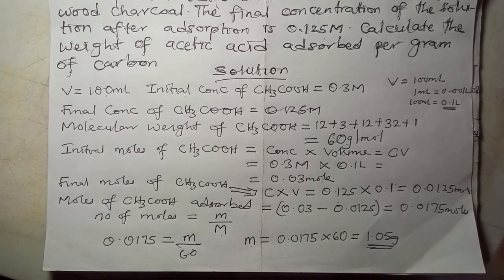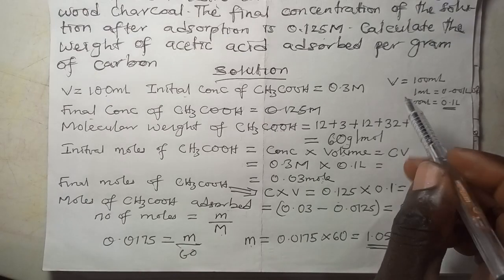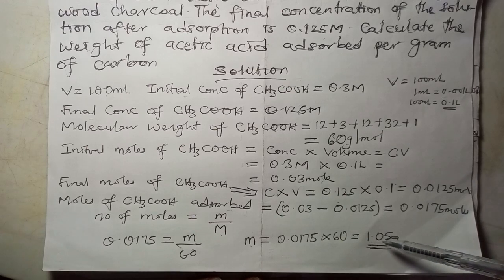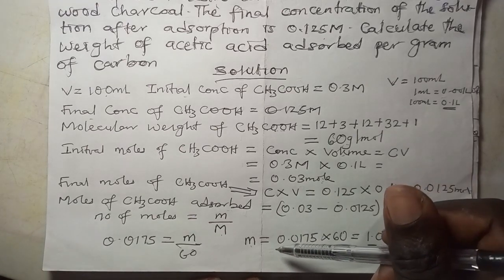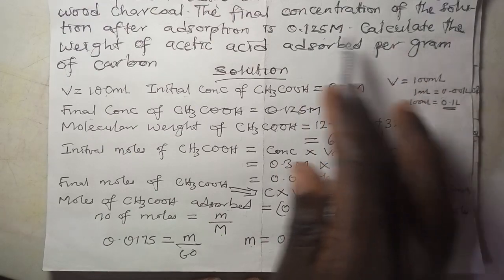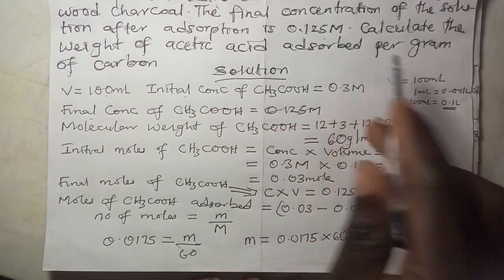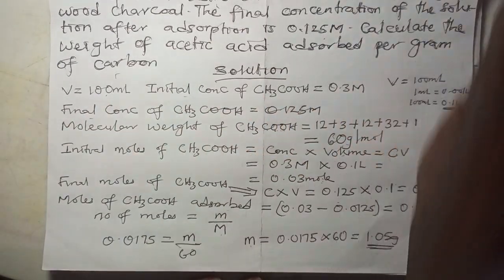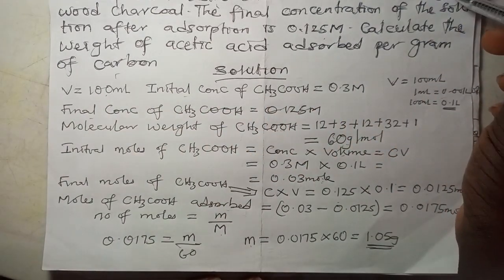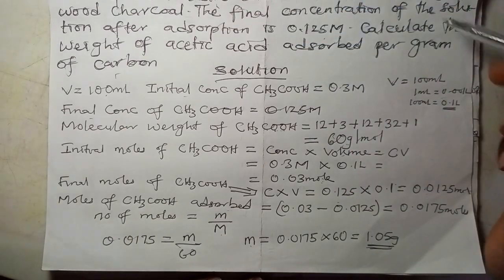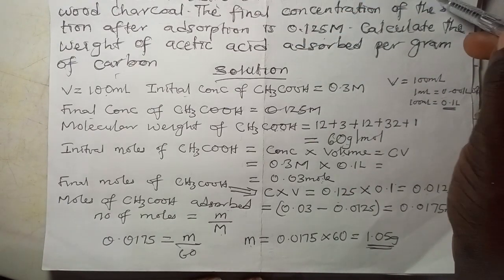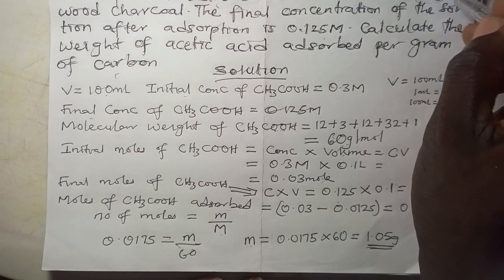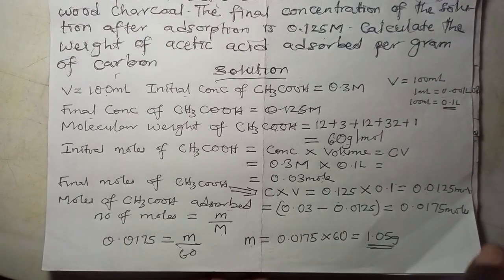Okay, before I go away, something has drawn my attention right now. I just saw something as 1.05. That is the weight of acetic acid adsorbed, but the question went further to say per gram of carbon. Per gram, and you have 0.8 gram of wood charcoal. Something just drew my attention to this 0.8. So I was almost ending the video when my attention was drawn to this 0.8.